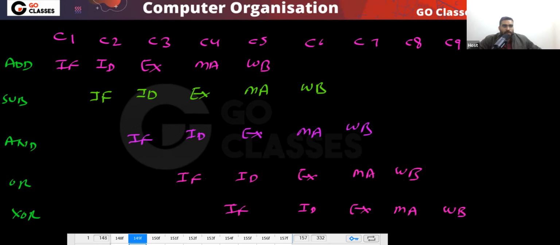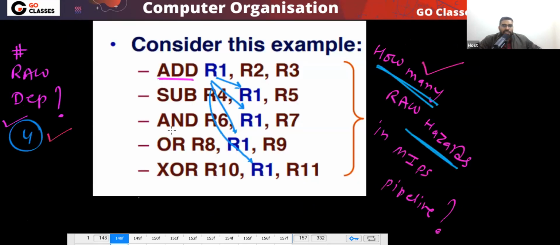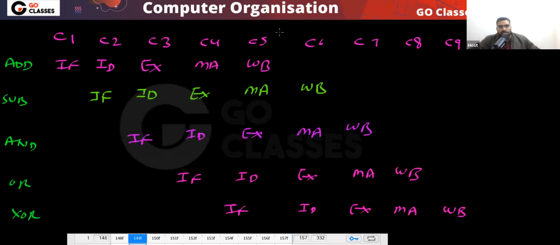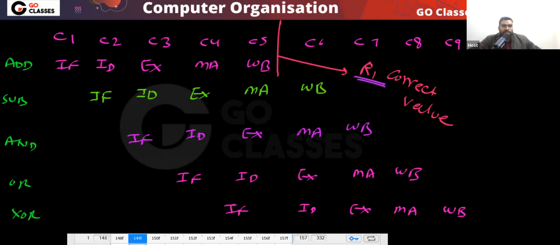Now you tell me, at what point of time is this R1 correct value available? This R1 correct value is available here, at the end of C5. After C5, very good. At the end of C5, this R1 correct value is available. So who is reading the wrong value then?